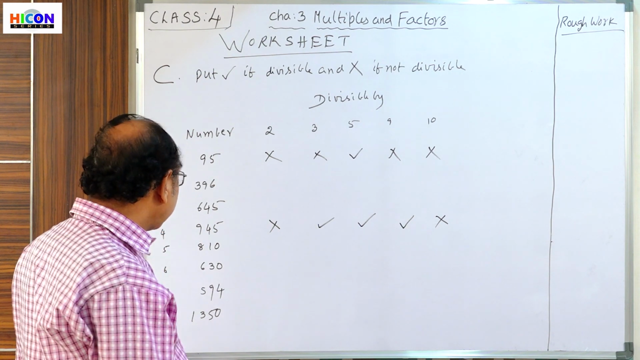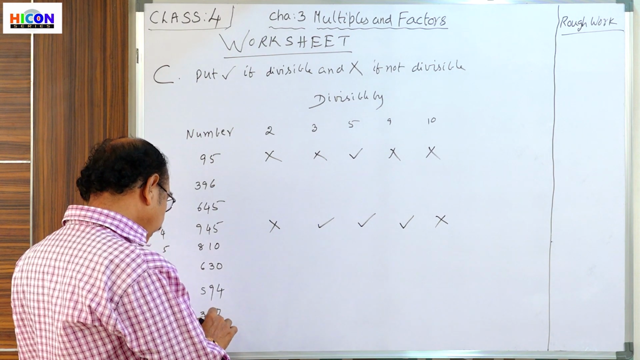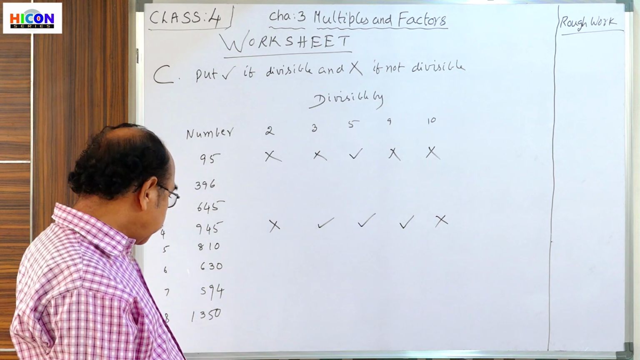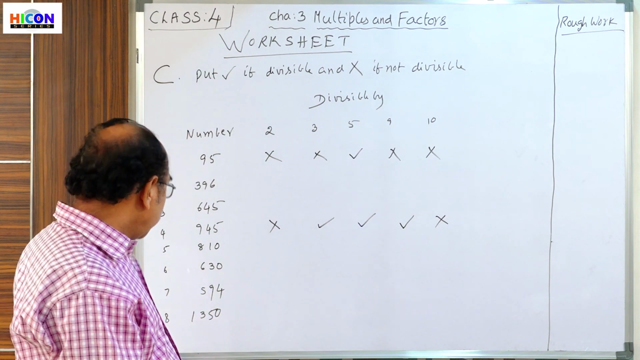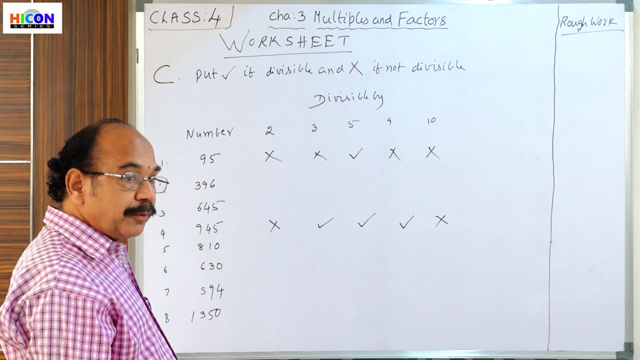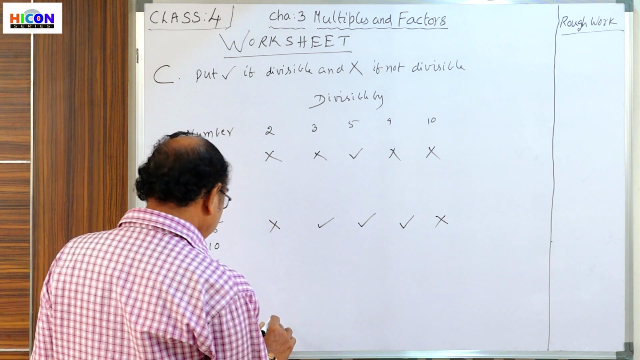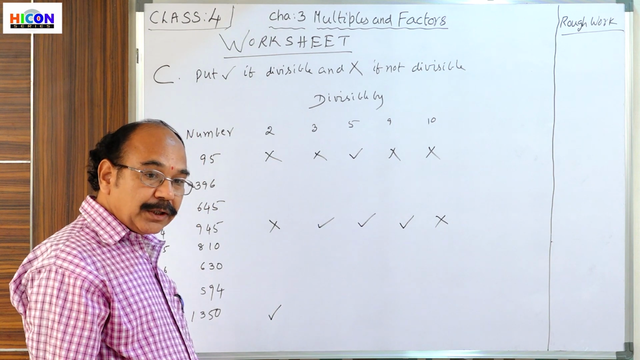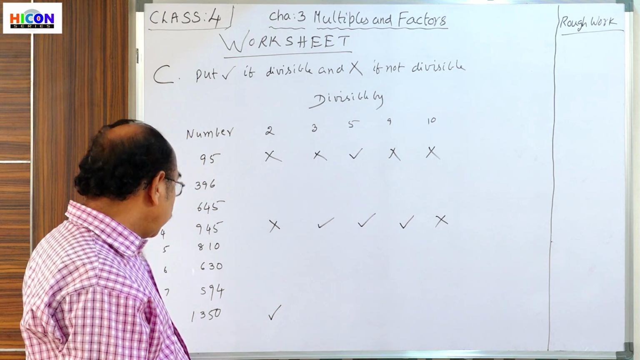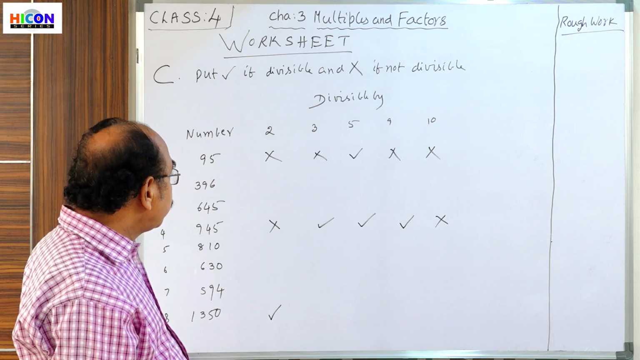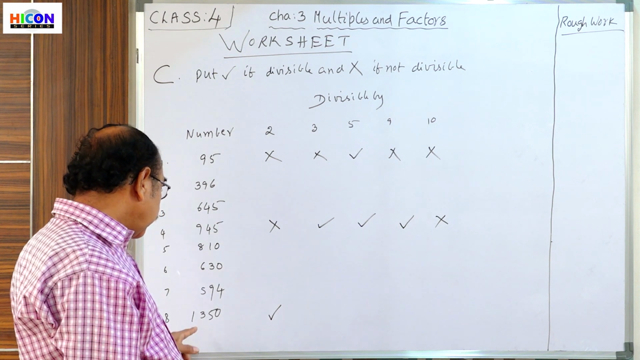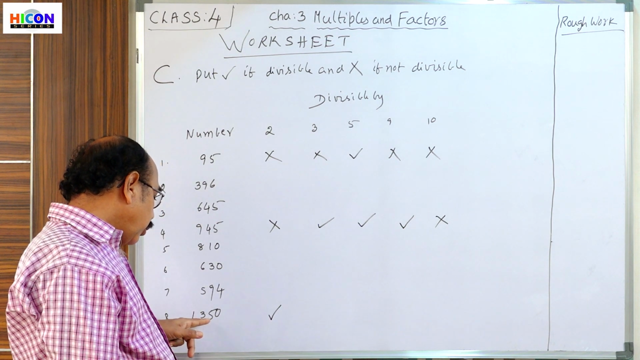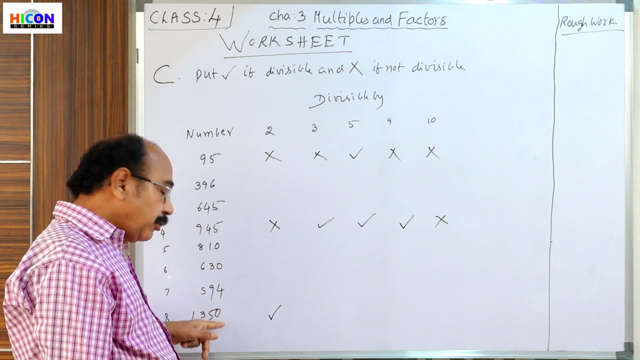Last and final, you take that is 1350. Okay, let us test 1350. Is the number 1350 divisible by 2? Yes, tick mark. Why? Because the units digit is 0. Next, is the number 1350 divisible by 3? So add 3 plus 1, 4. 4 plus 5, 9. 9 plus 0, 9.